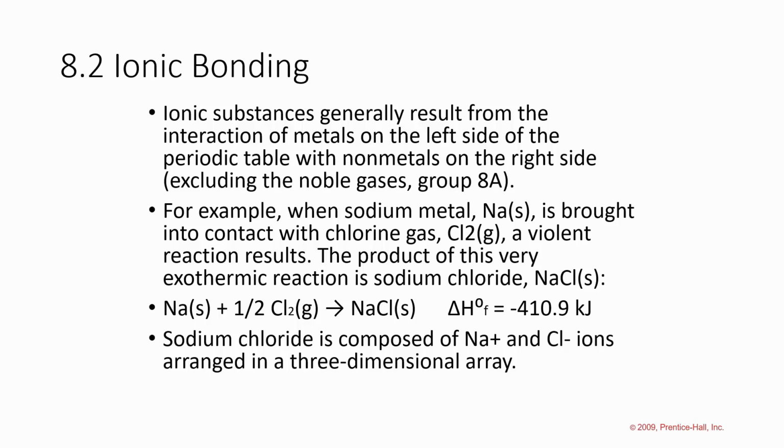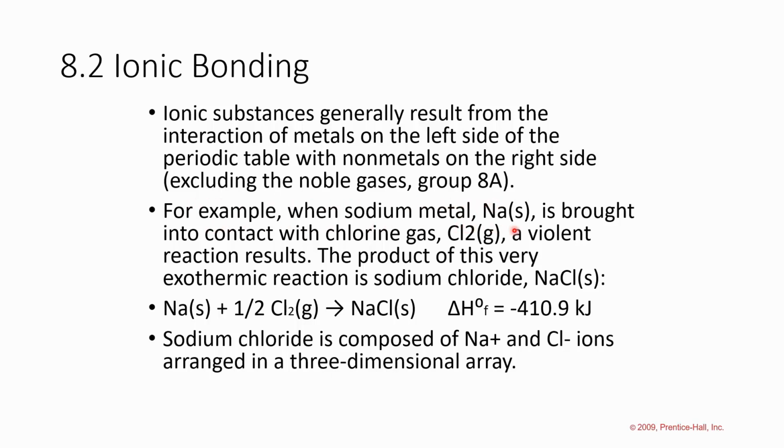Now we come to section 2, entitled Ionic Bonding. Ionic substances generally result from the interaction of metals on the left side of the periodic table with non-metals on the right side, excluding the noble gases, group 8A.